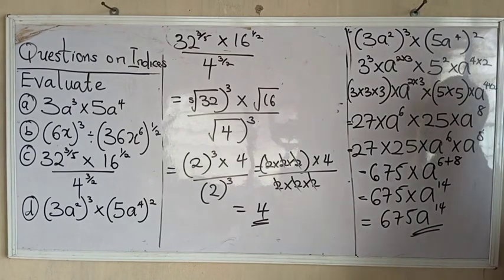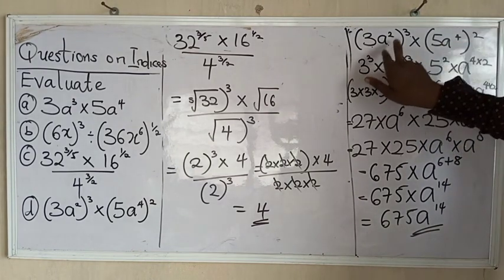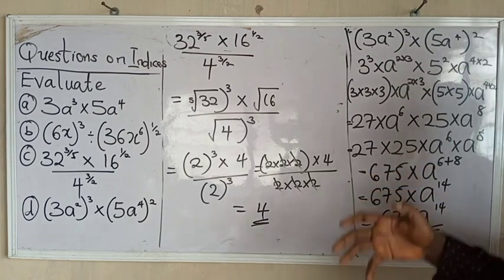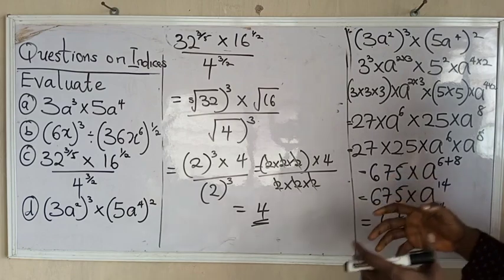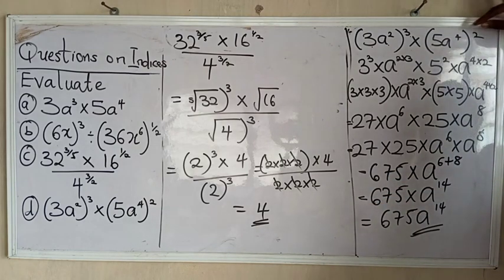So you can as well use another method by saying 3a squared, raised to power 3. That means you are going to say 3a squared times 3a squared times 3a squared, times 5a to the power 4 times 5a to the power 4, since we can see square here. But we just want to fulfill all righteousness by following the laws of indices in solving our question.